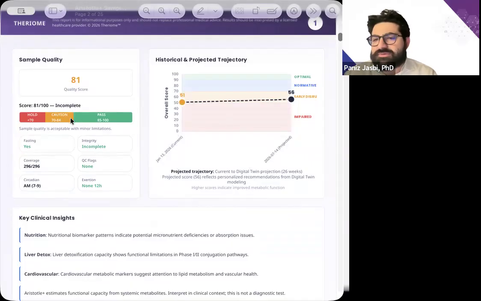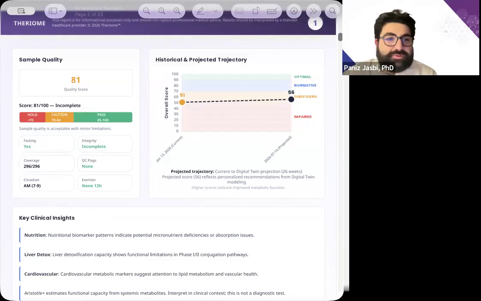The report flags that the sample is acceptable with minor limitations. This is where you apply guardrails. If quality is in the caution range or there are major integrity issues, you do not build an overly specific plan off small signals. You keep this interpretation conservative and you prioritize those interventions that are broadly beneficial and low risk. And then you read the context chips.